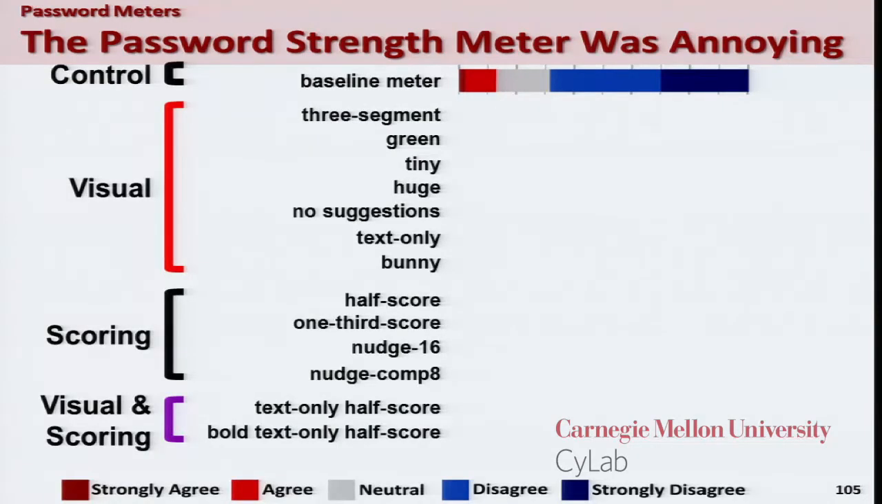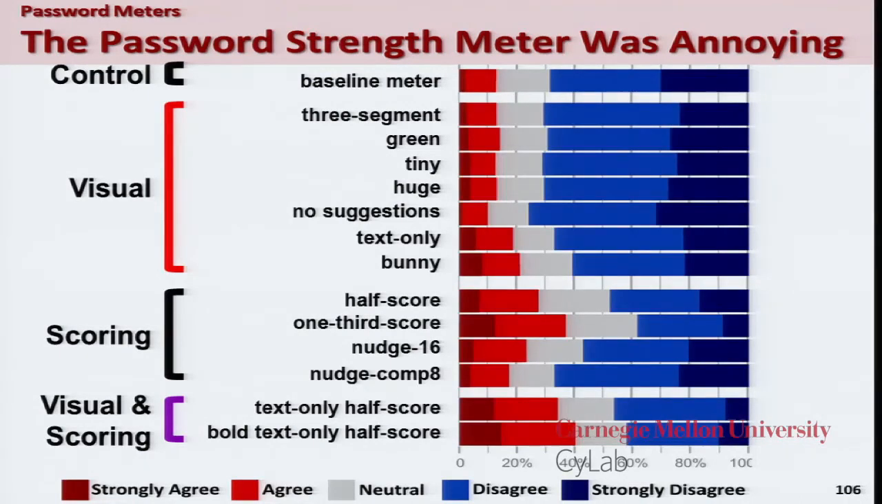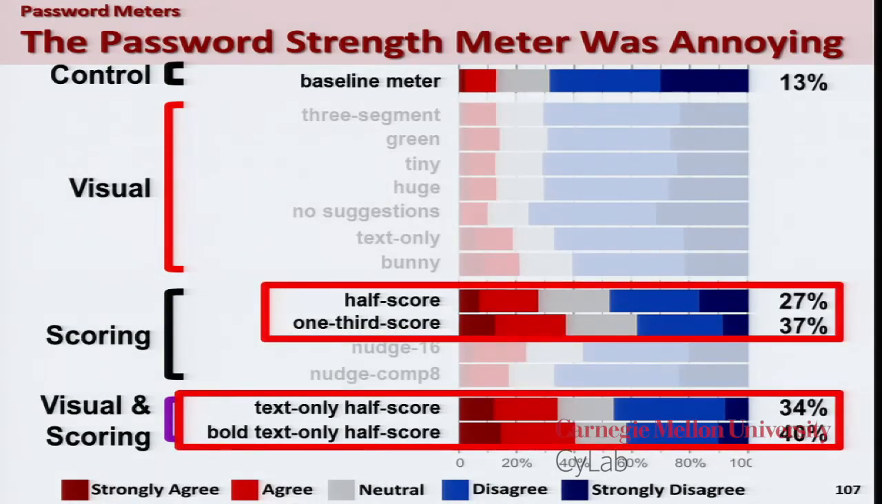And if we look at how participants answered in all the different conditions that we had, we see that if you look at the top half, in all the visual conditions, which are different only in their visual features, there wasn't that much difference. There's a lot more blue than there is red. When we get to the meters which had different scoring strategies, in particular the strict meters, we start to see quite a bit more red.